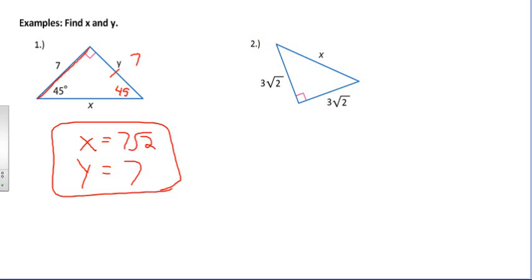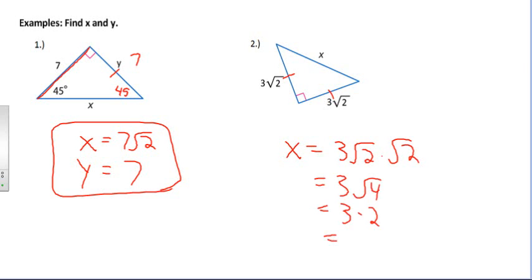Problem number 2, we're going to do the same thing. To figure out what x is here, I'll notice both legs here are congruent to each other. So x is really the length of the leg times the square root of 2. Well, the square root of 2 times the square root of 2 is the square root of 4. So I really have 3 square roots of 4. And the square root of 4 is really 2, or in other words, x is 6.